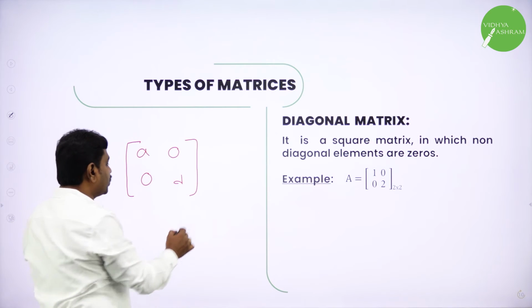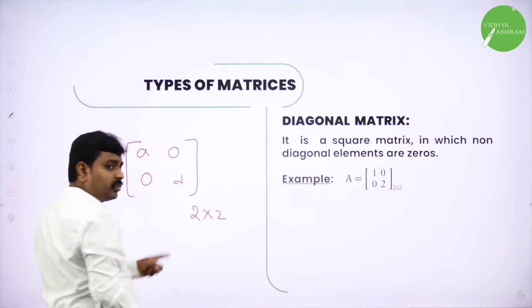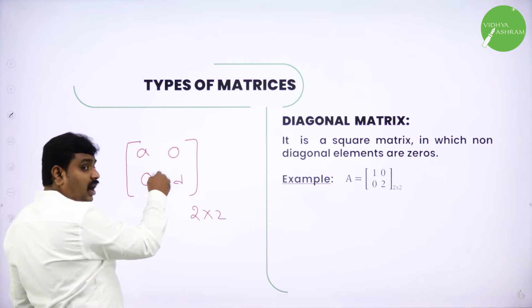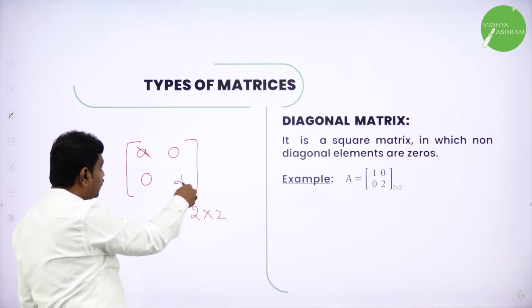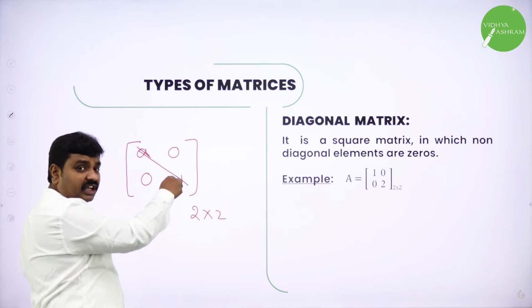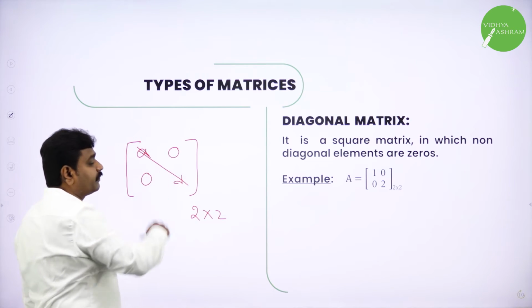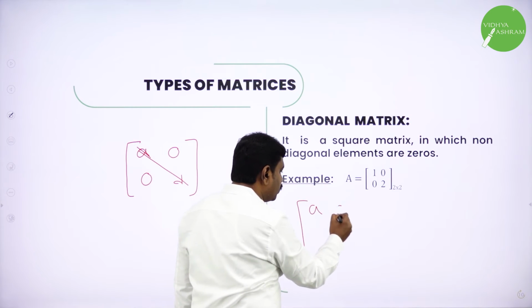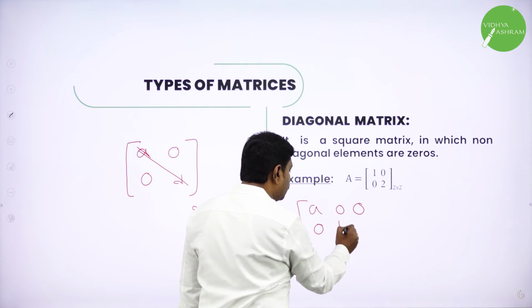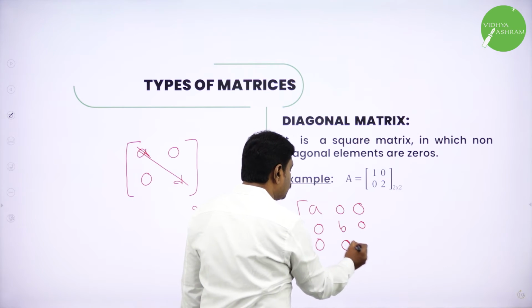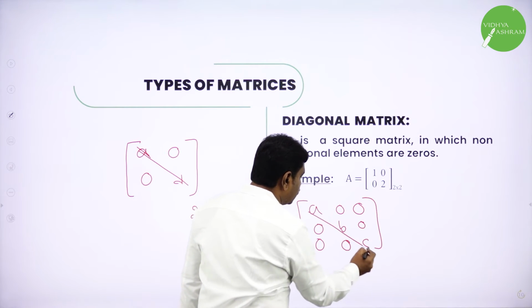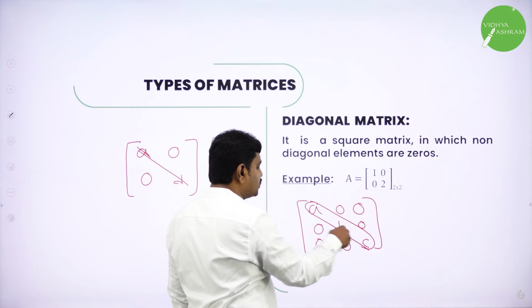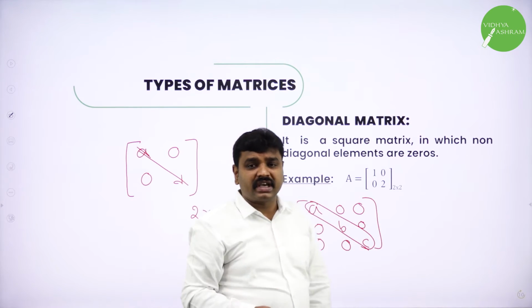First of all, it's a square matrix because what is the order? 2 cross 2. The number of rows is equal to the number of columns. And it's a square matrix in which the elements other than the diagonal are zeros. Now a 3 cross 3 diagonal matrix: A 0 0, 0 B 0, 0 0 C. See, this is the diagonal. Leaving this diagonal, all elements are zeros. So we call it a diagonal matrix.